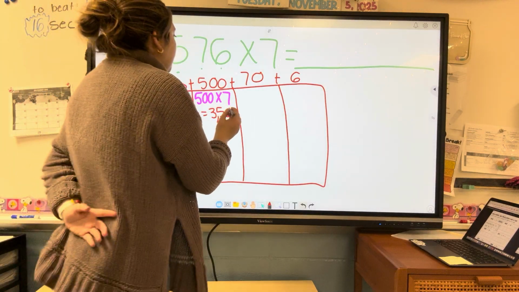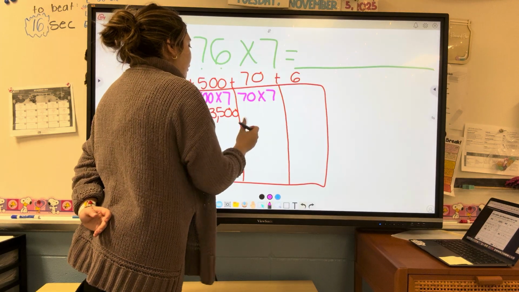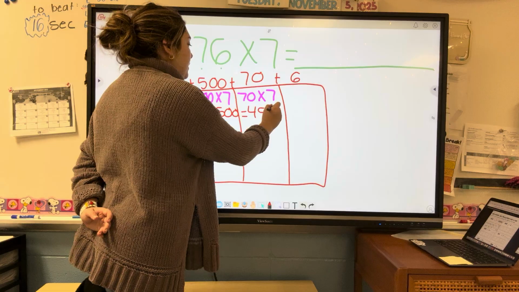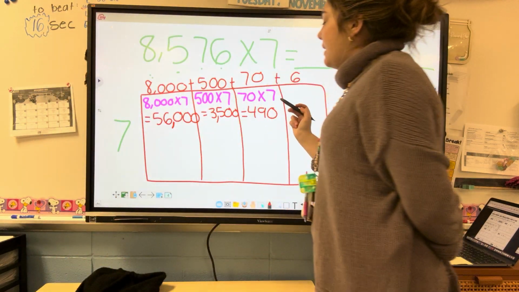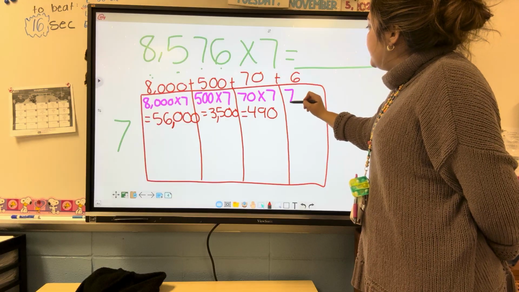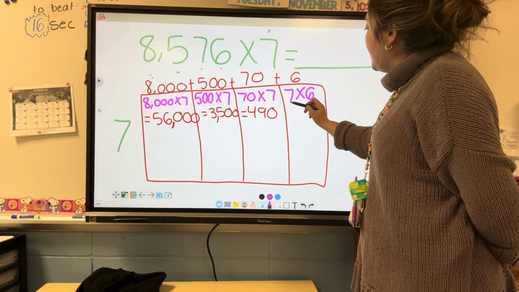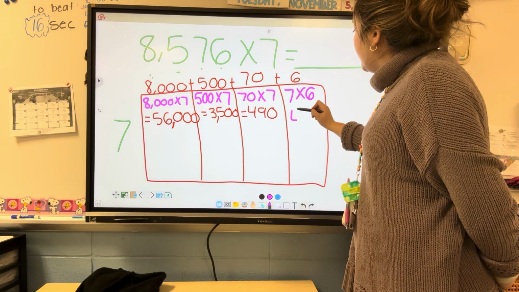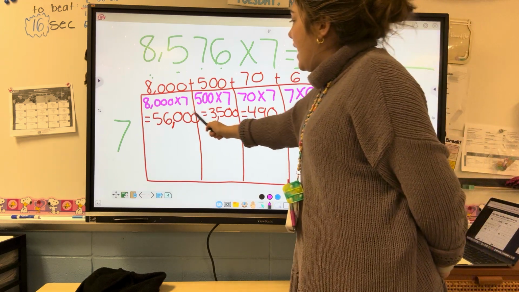In this box, I'm doing 70 times 7, and I know that 7 times 7 is 49, and I bring my 0. Okay? For my last box, I'm doing 7 times 6. I know 7 times 6 is 42. Now my very last step is I need to add each of these up.